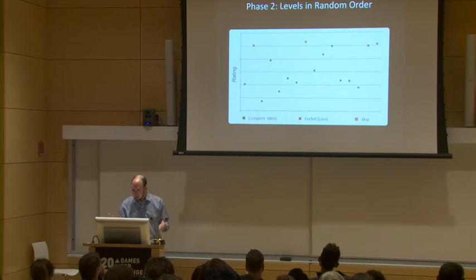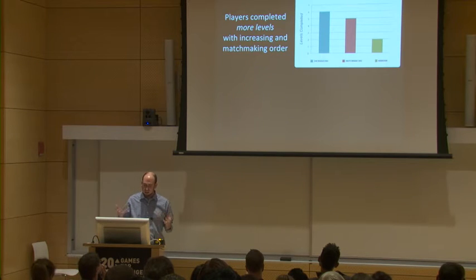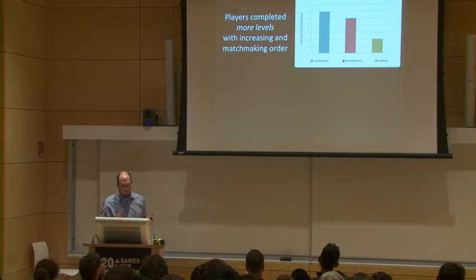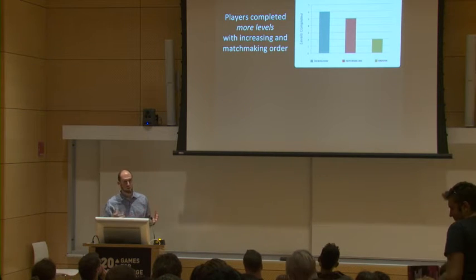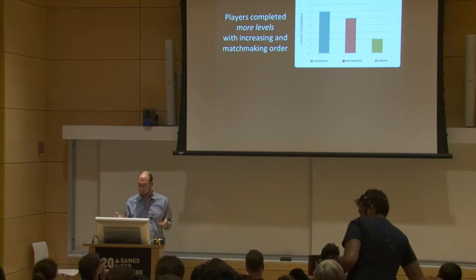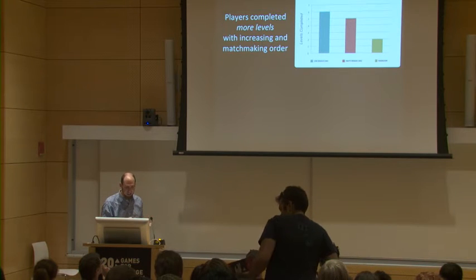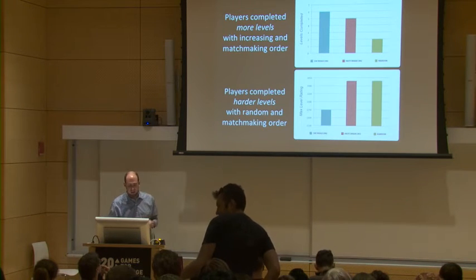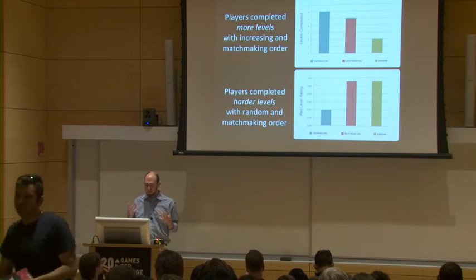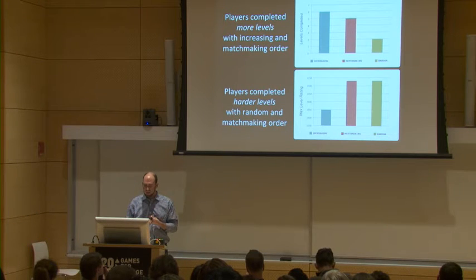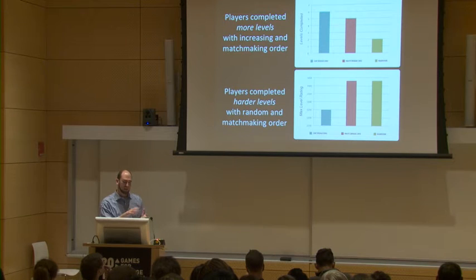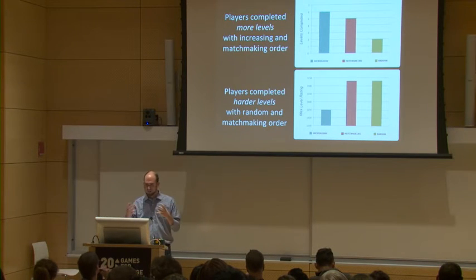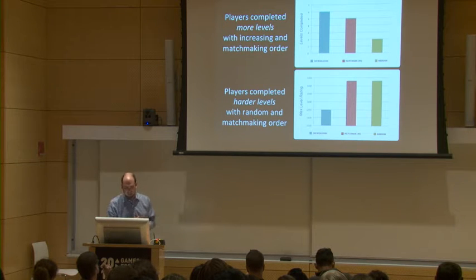And so what we found, among other things, at a very high level was essentially that players completed more levels when they were given levels in increasing or matchmaking order. So giving them in random order, players actually completed the fewest number of levels. And players were able to complete harder levels when they were given them in random or matchmaking order. And so when we gave players levels just in increasing order of rating, right, they stuck in these very easy levels, and they never really get to anything challenging.